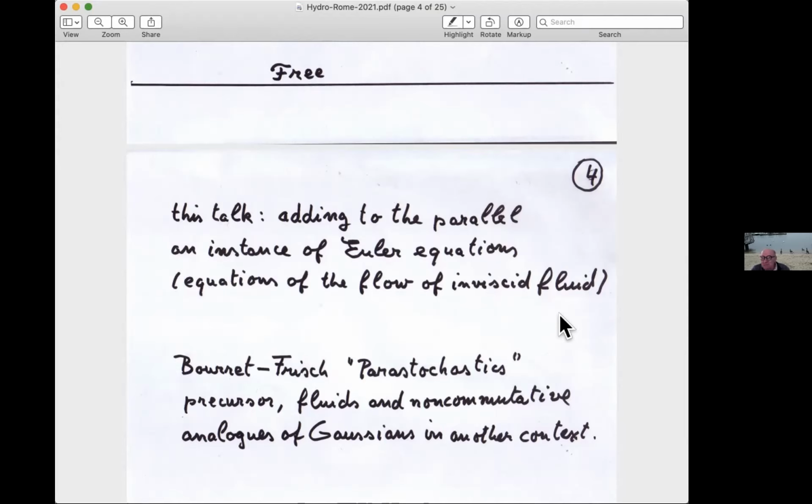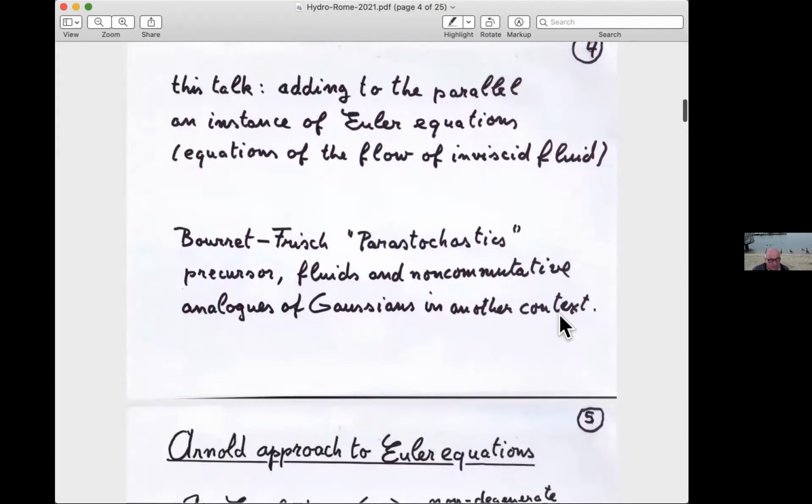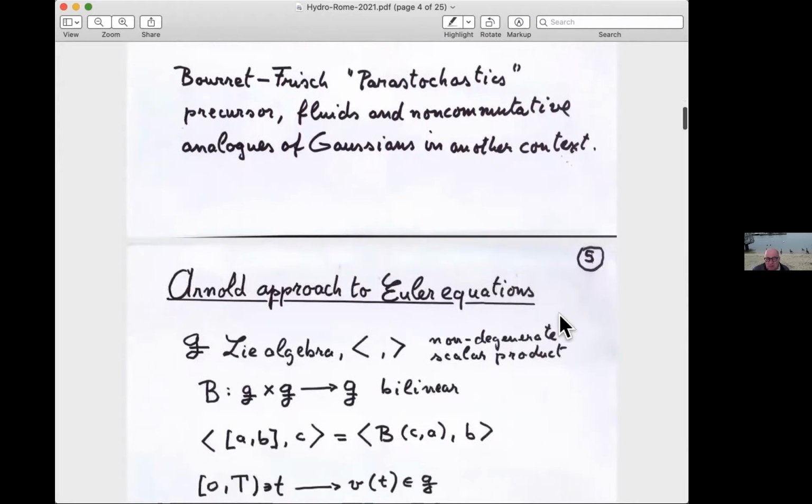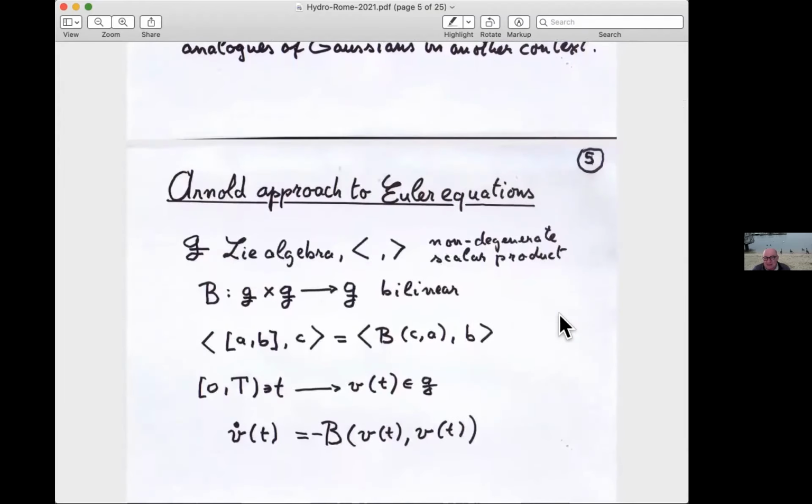So going very non-commutative has actually also been on the mind of some people in fluid dynamics. So I'm going to use this to get an analog of certain Euler equations. It's a particular instance of Euler equations for which I have an analog in free probability.